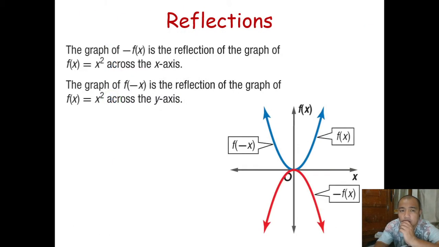Now we proceed to reflections. Reflection is just like a mirror, like the x-axis is the mirror. So we have here the graph of negative f of x is the reflection of the graph of f of x equals x squared across the x-axis, and the graph of f of negative x is the reflection of the graph of f of x equals x squared across the y-axis.